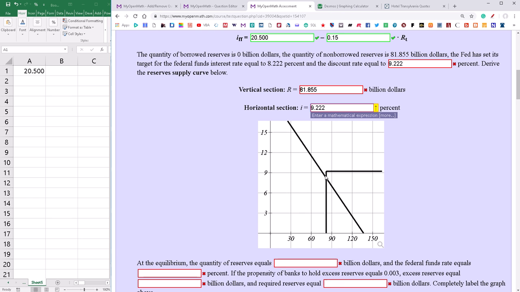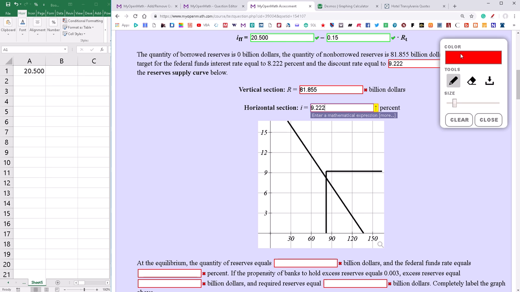Okay? So at the equilibrium, we got to know what this value is, right? So we don't know what that value is. We got to plug this quantity of reserves into the demand curve. Okay? So let me go ahead and label the diagram before we move on.